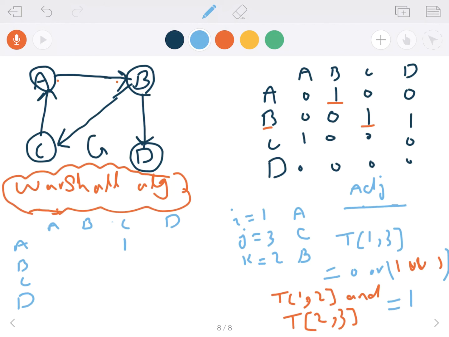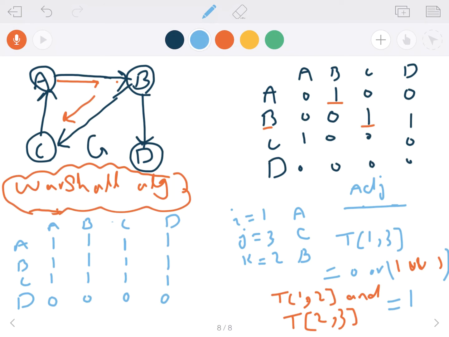If you look at the graph, I'm first going to A, and then I can go to C. So on the transitive closure, the value for A to C is going to be 1. Now later I'm going to fill this transitive closure matrix, and I will show you the final result.